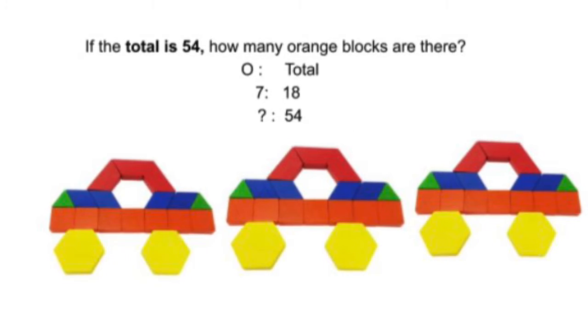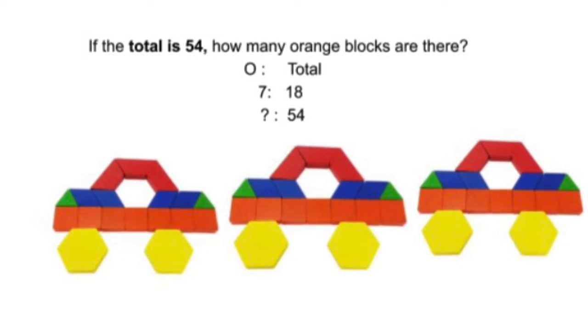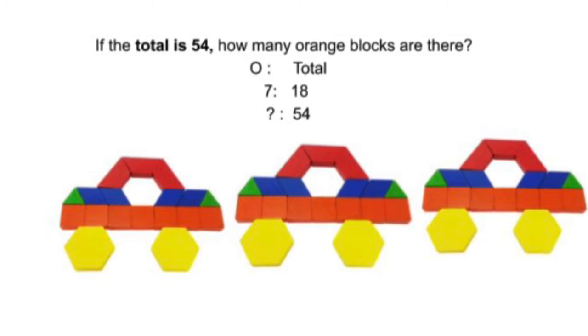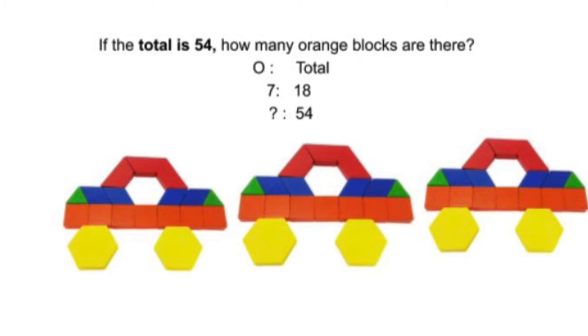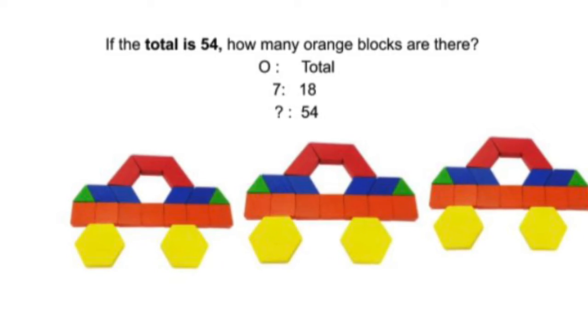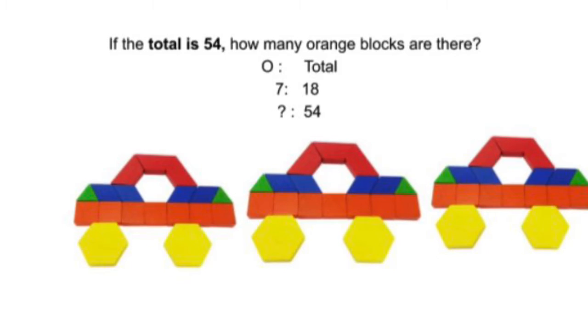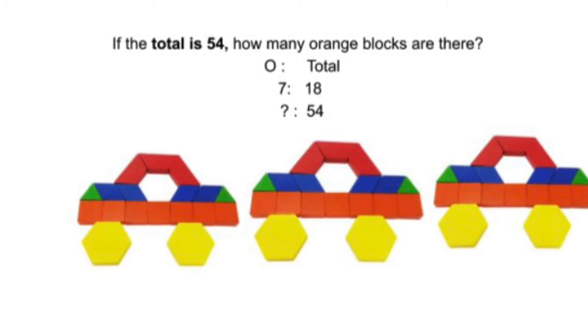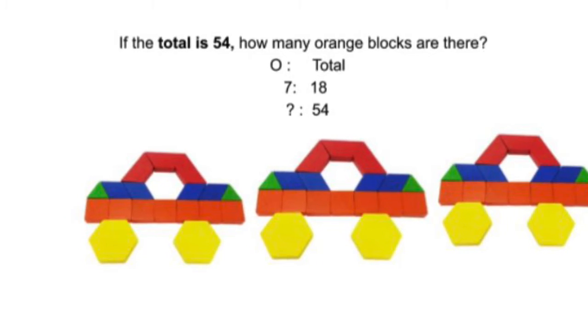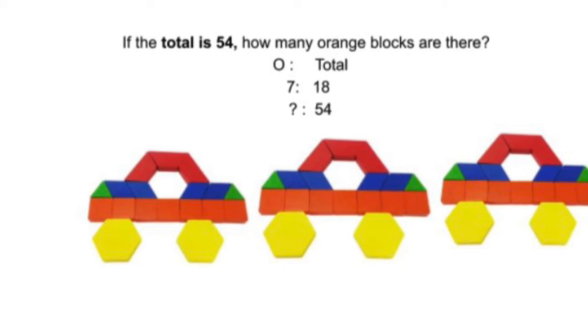So that's what proportional reasoning is. If you know that 7 orange blocks are there when the total is 18, and there are 21 orange blocks when the total is 54, that is a proportional reasoning question. So let me show you how you could get the 21 without drawing the 3 cars and without counting all the oranges. Let me remind you of the trick that we used in class.